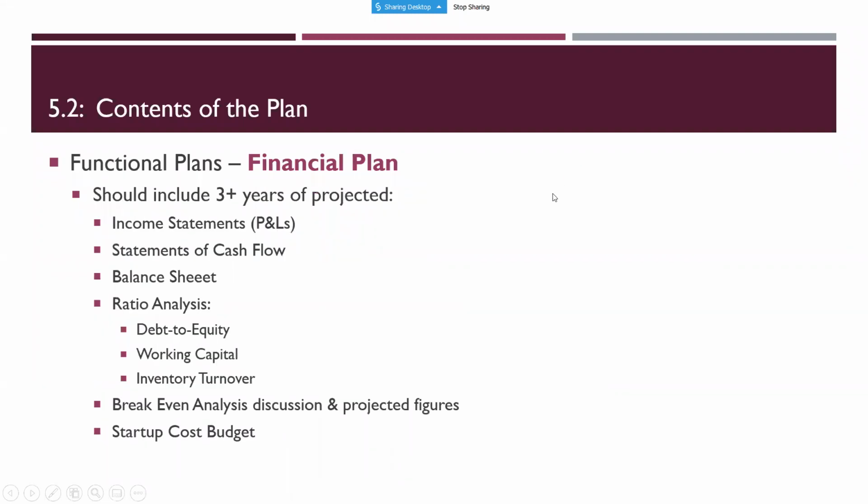So I think it's important to put that in there. So the financial plan, what it should include is usually about 3 years of projected statements. This is actually, again, what we're getting into next week in Chapter 9, where we discuss pro forma statements. Pro forma just basically means projected. So projected income statements, projected cash flow statements, projected balance sheets.